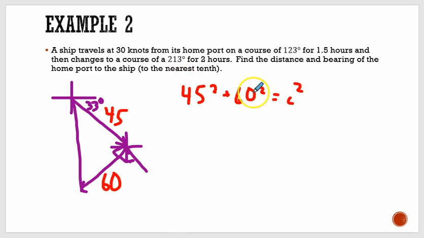And if you just type these into the calculator and take the square root, the answer to the missing side should be 75. So that's one part of the question. Now we know that we are 75 nautical miles away from the port at the end of our trip. And then the last piece we need to do is find the bearing.